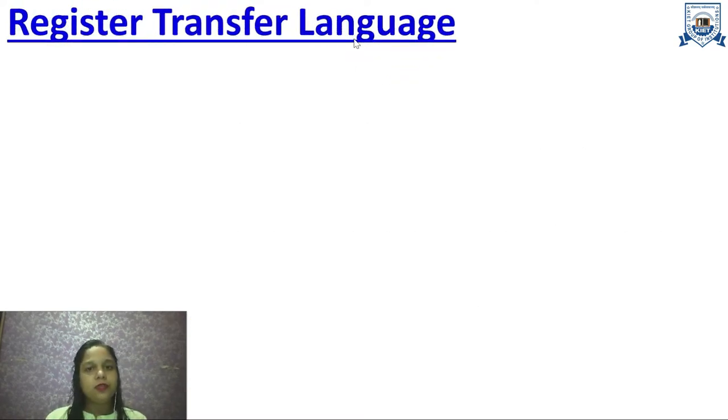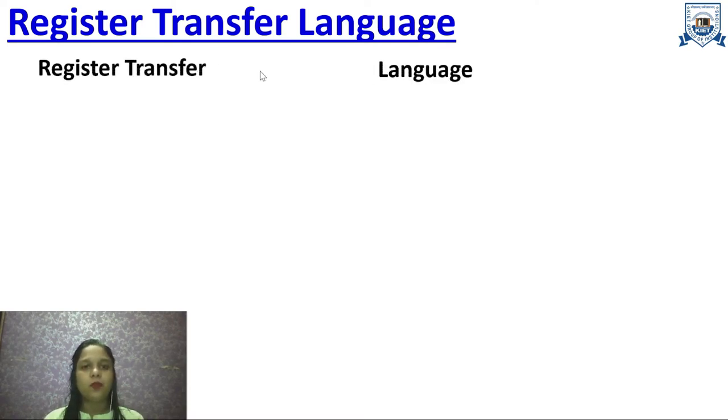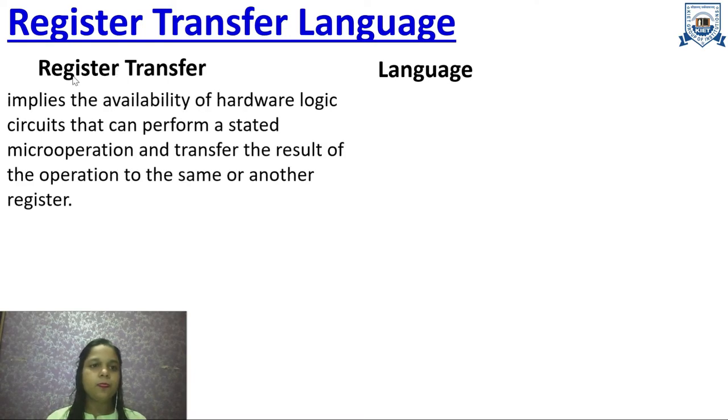Next is register transfer language. This is made of two words: register transfer is one word and language is the other. So let's describe what register transfer is and what language is. Register transfer implies the availability of hardware logic circuits that can perform a stated micro operation and transfer the result of the operation to the same or another register.